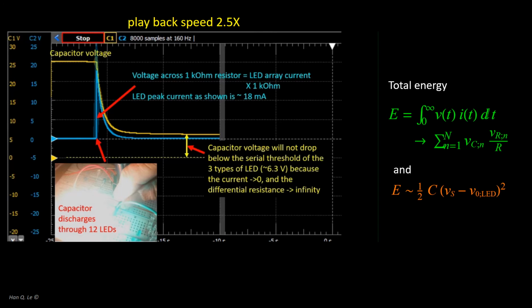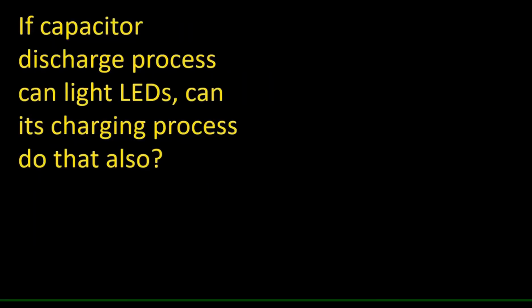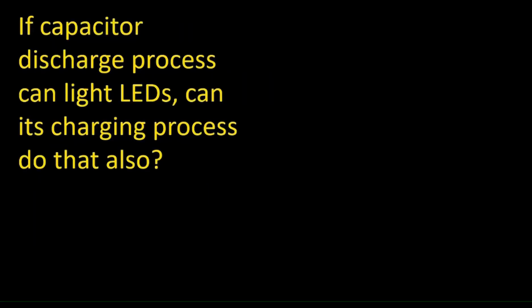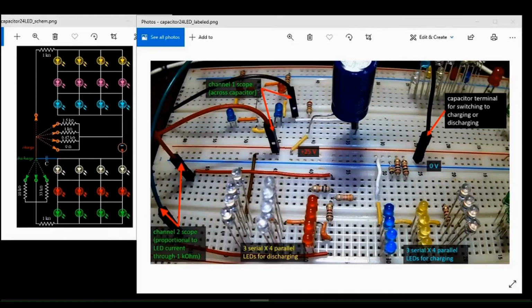In addition, as it should be, the energy absorbed by the circuit is approximately equal to the lost storage energy of the capacitor. Note that voltage is not the initial full source voltage across the capacitor, but is subtracted by the contact potential of the serial LEDs, because at this voltage, the LED current is 0 and the capacitor stops discharging. If discharging current can power the LEDs, so can the charging current.